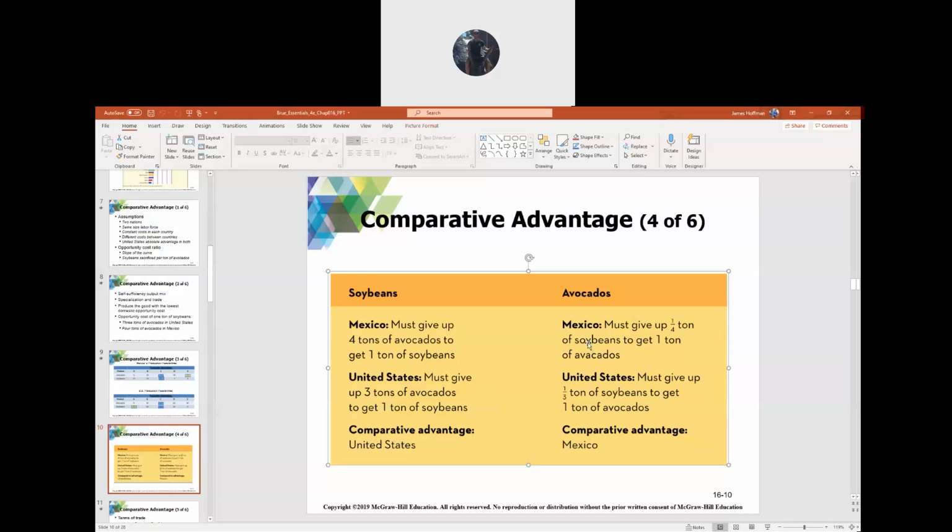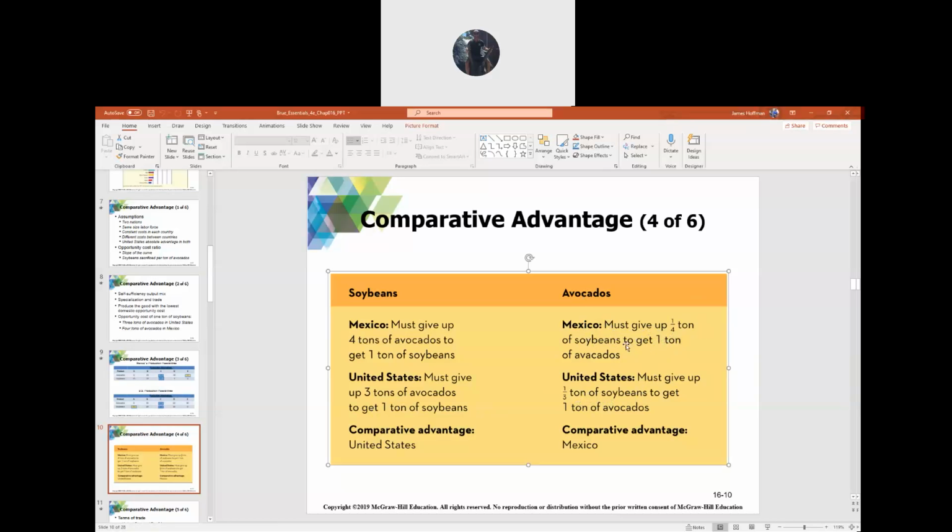Now, it's probably going to mean that Mexico has the advantage in the other thing, which means over here, if you simplify it for avocados, Mexico gives up a fourth ton of soybeans to get 1 avocado. You're just converting this, right? If over here it's 1 to 4, then if you divide it, it's 1/4 to 1. And over here, if it's 3 to 1, then if you switch it over, it's 1 to 1/3. So in terms of avocados, Mexico gives up a fourth ton of soybeans to get 1, and the U.S. gives up a third ton of soybeans to get 1.